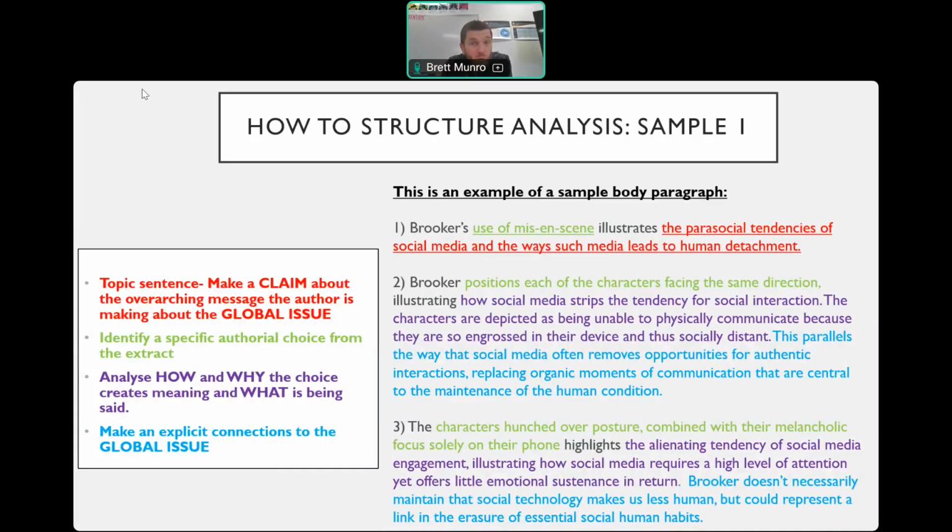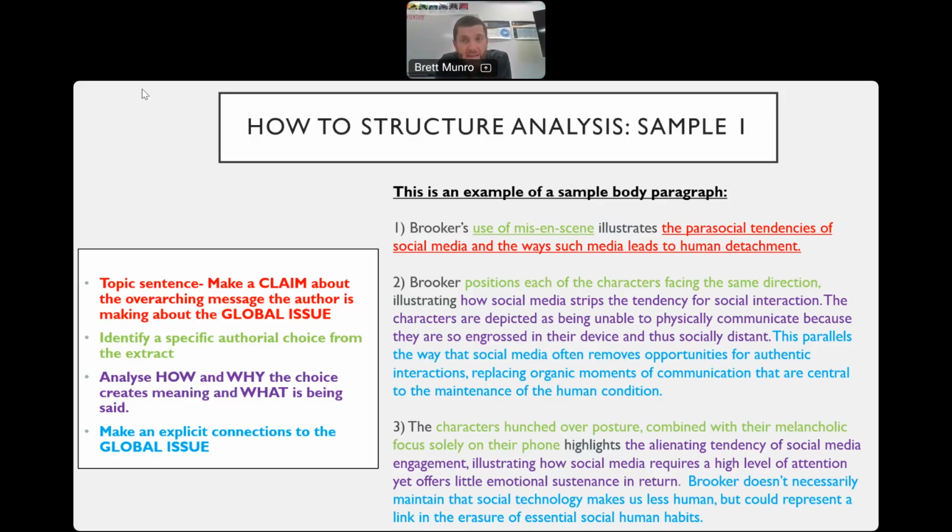Ultimately, we're making a broad comment about what the author is saying and its connection to the global issue. We then spend the rest of the paragraph focusing on specific authorial choices and looking at how those authorial choices create meaning and making explicit connections to the global issue. Everything we discuss and all the meaning we explore should all link back to the global issue. But part of it is going to be explicit connections and other parts of it is going to be more nuanced. Let's look at our example here too.